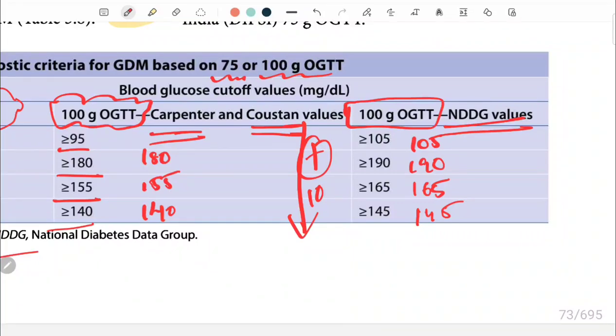So next is the first hour. Here 180 plus 10, so 190. Next, 155 plus 10, 165. Last, 140 becomes 145 alone. Remember, this alone is plus 5.